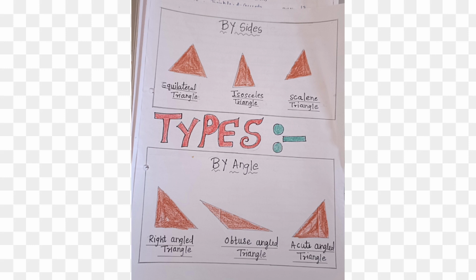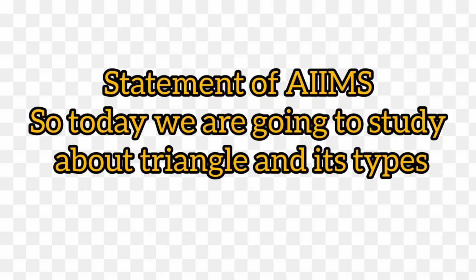Now, students, see the chart. What can you see here? Types of triangle. Yes, right. They are all triangles. Do you know the types of triangle? Not yet, teacher. Do you have any idea what we are going to study about? We are going to study about triangles and their types. Yes, very good. So today we are going to study the types of triangle.